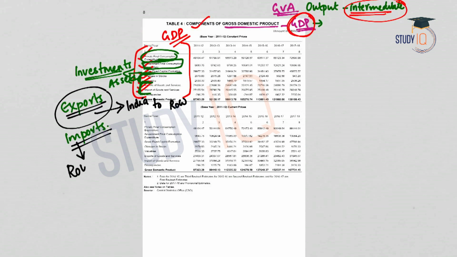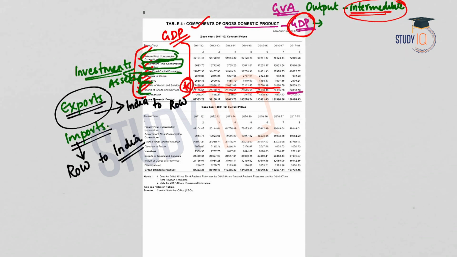So it is from the rest of the world to India, to our country. And the sum of all these components will give you GDP. And here two important things to be noted: imports and exports, because this is very important in the current scenario. So we will see that the exports from the country have increased, but at the same time the imports to the country have also increased.